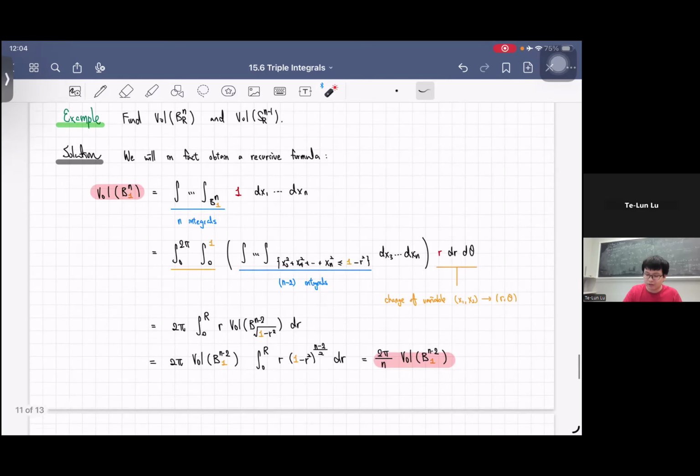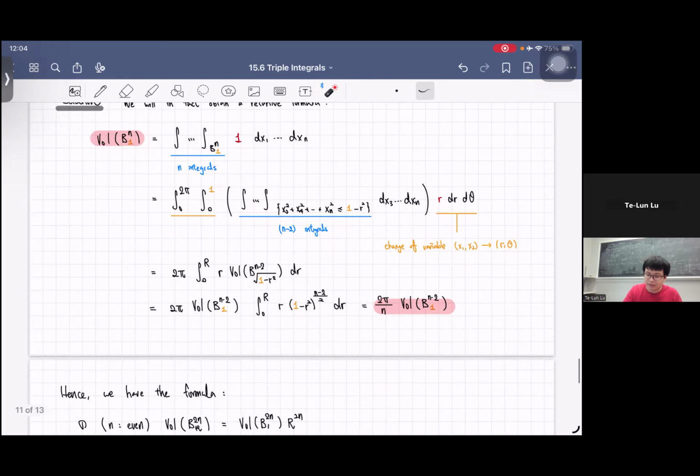So what are we doing here? We see that this thing is actually an n minus 2 dimensional ball. The volume for n minus 2 dimensions, because you're dealing with coordinates starting from x2. So that is an n minus 2 dimensional ball with radius square root of this guy, right? So we're actually integrating a double integral over this guy, which is the volume of an n minus 2 dimensional ball with radius square root of 1 minus r squared.